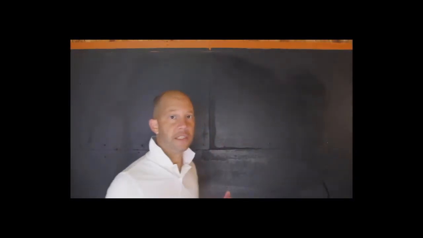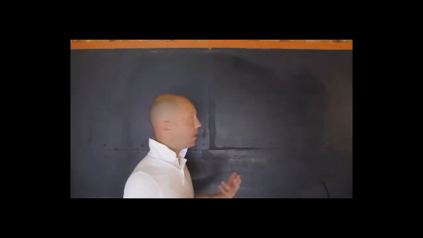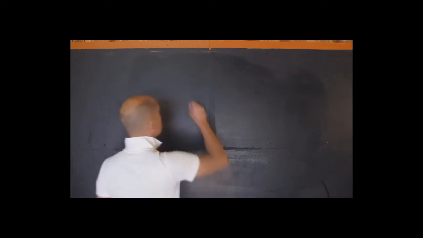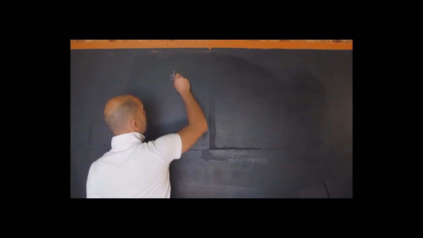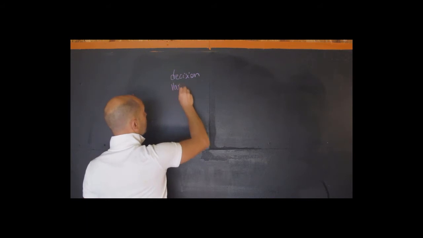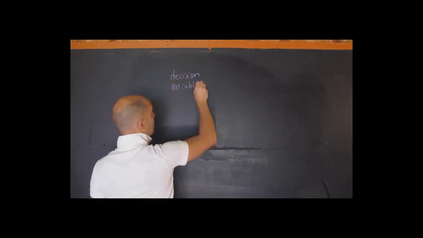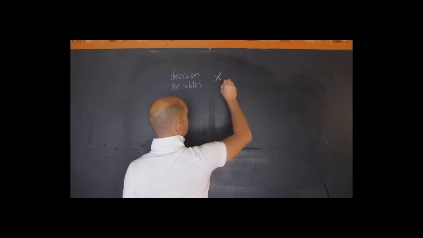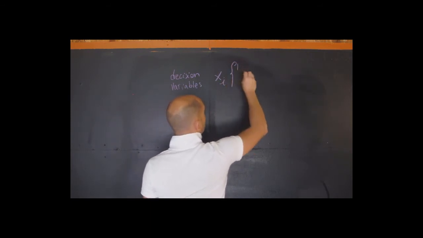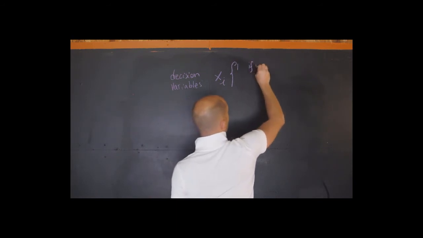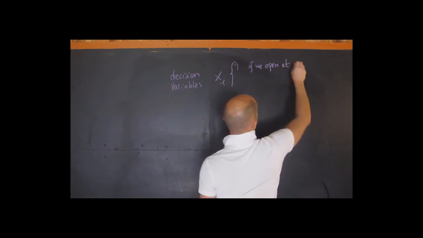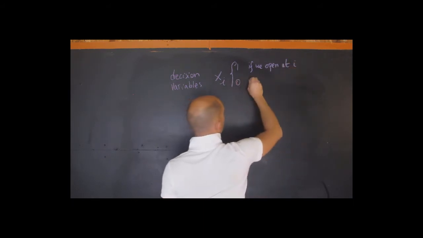And so the structure of this particular formulation is as follows. First you would probably define the decision variables. So I'll put them here, decision variables. That's important to do up front. So for instance, you could say xi equal to 1, let's say if we open at i, and 0 otherwise.